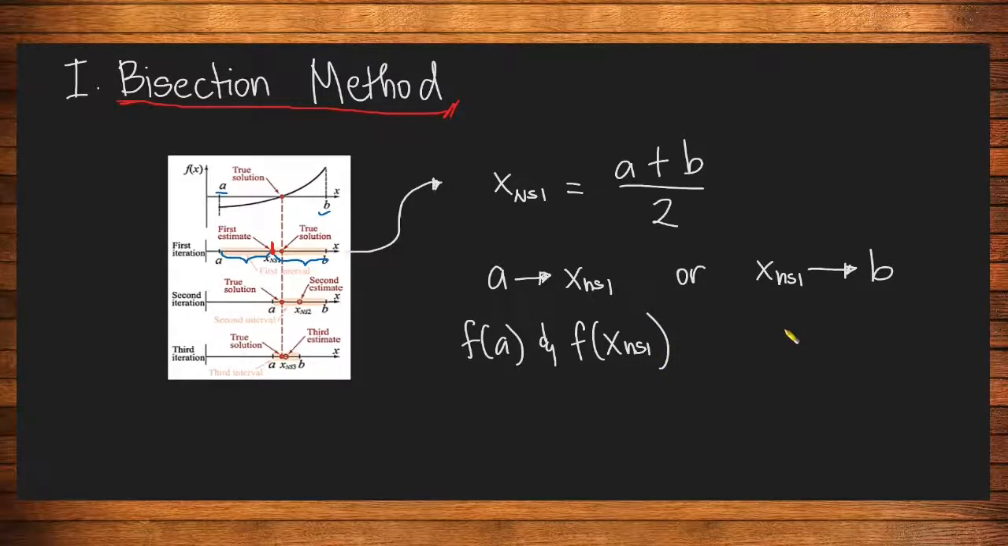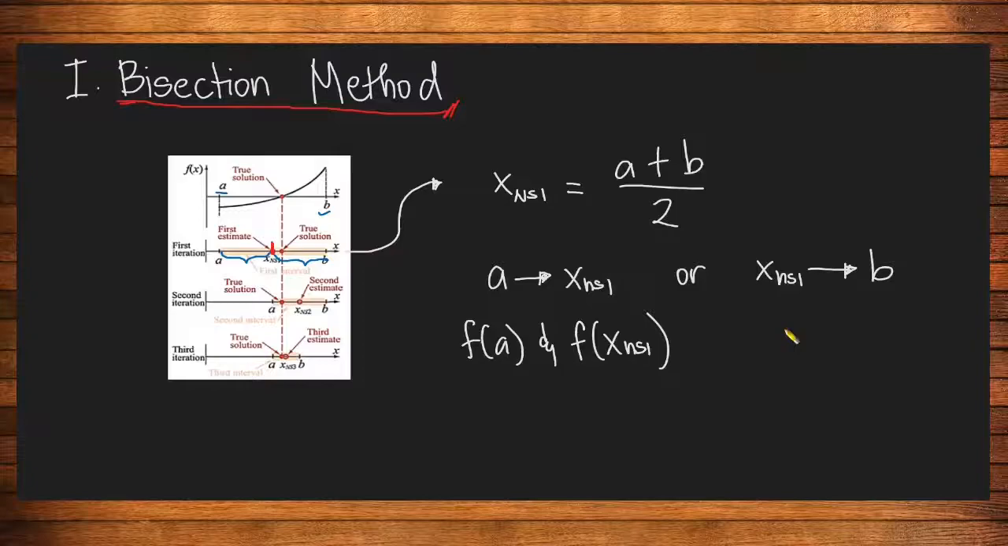If their signs are opposite, the function crosses the x-axis between these two interval. Okay? Because one is positive or negative, and then the other has the opposite sign. But if these two values have the same sign, it means it does not intersect the x-axis, so the true solution does not lie between these two intervals.